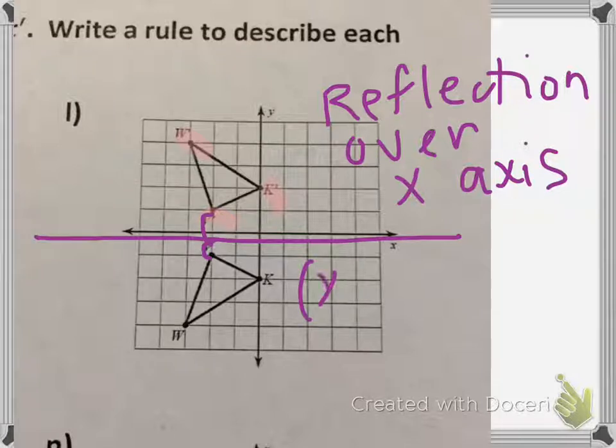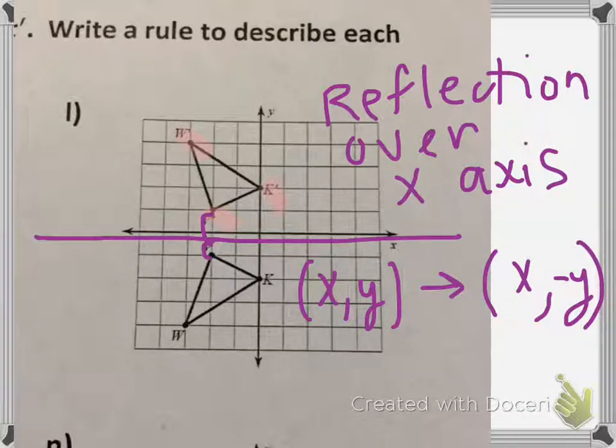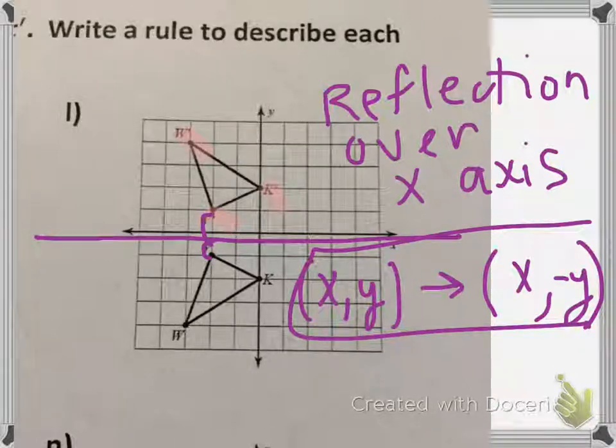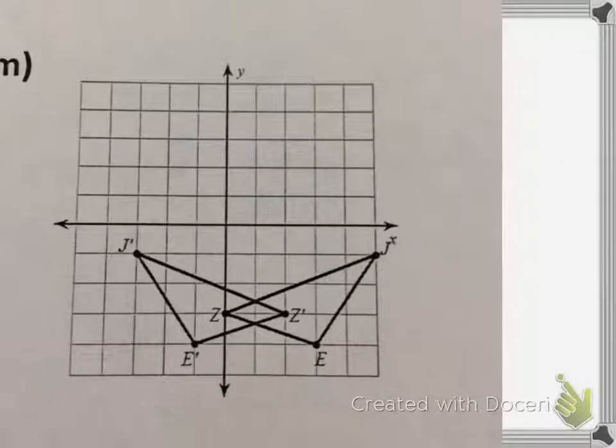So really what we did, if we wanted to write a rule, is we took our x's and our y's and we changed them. If you remember, our x's stay the same if we're reflecting over the x-axis, but we changed our y's to negative. So if they were negative, they changed positive. If they were positive, they changed negative. So here's my rule written out for that reflection over the x-axis.